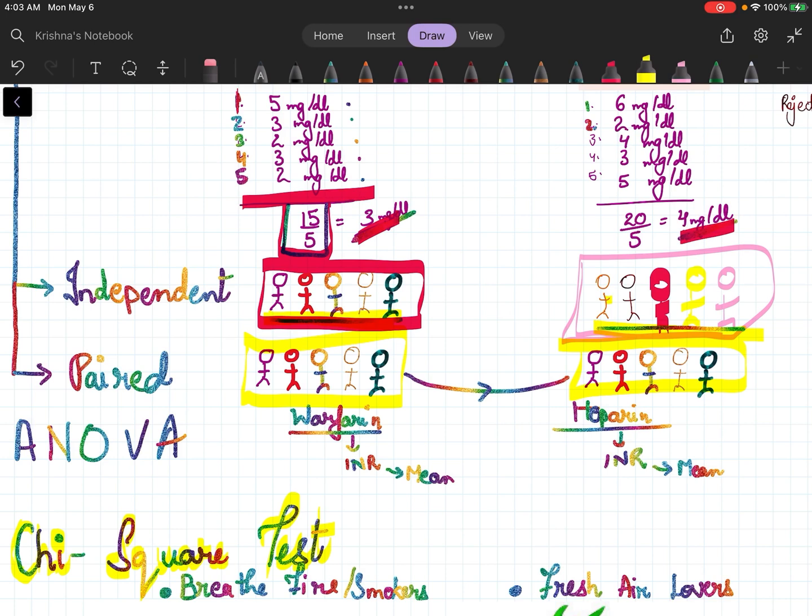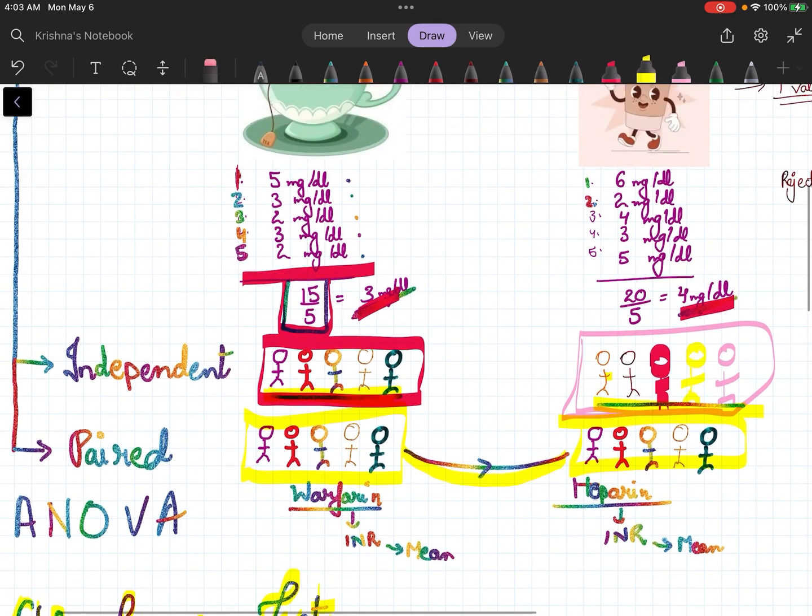Like before receiving treatment with warfarin, I'm measuring the mean INR. And let's say that same group, I switch them after a washout period of a week or so. I switch them over to heparin. And then I'm measuring again the mean INR value. Now because the group of individuals remained the same, just the testing condition changed. This would be an example of paired t-test.